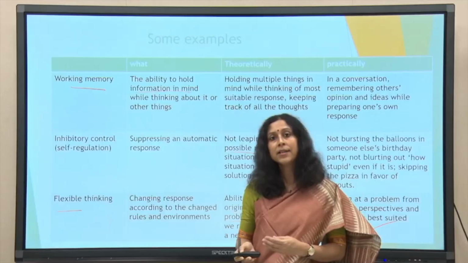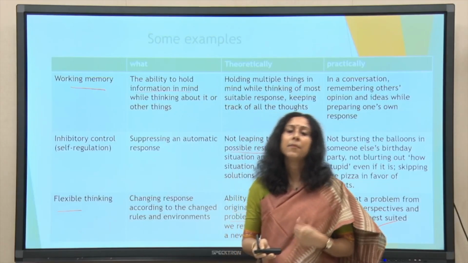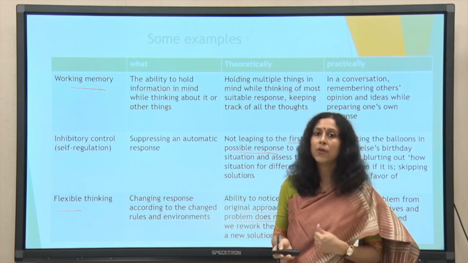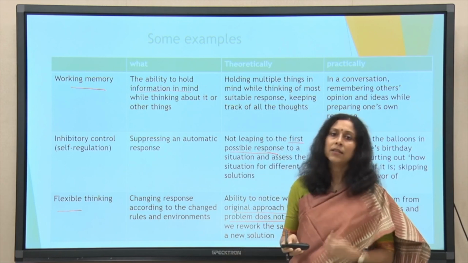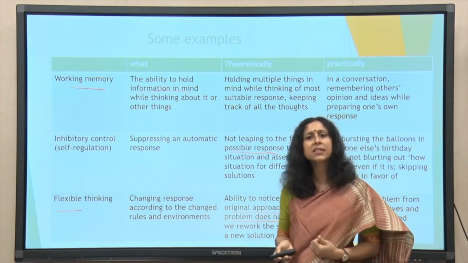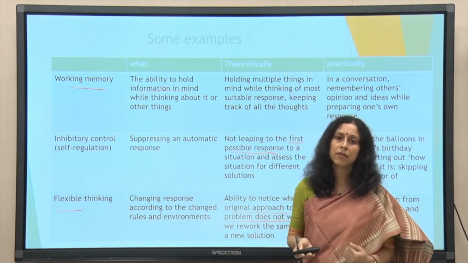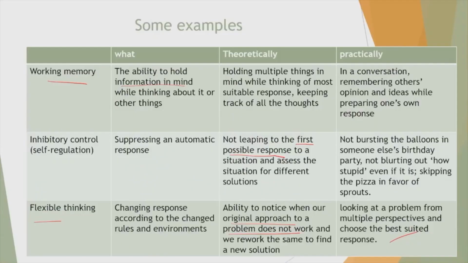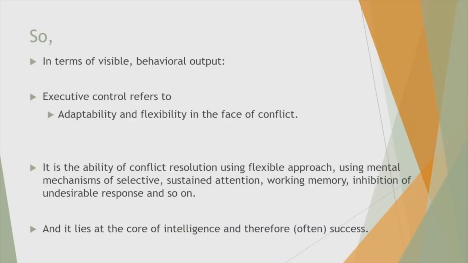Now, what is best suited? Best suited response means best suited for the current goal and the environment. This is very important. What is suitable for a particular scenario may not be suitable for another. That kind of flexibility and adaptability is what executive function is all about. So, in terms of visible behavioral output, executive control refers to adaptability and flexibility in the face of conflict. There is a saying, adapt or perish. This is basically what it comes down to.